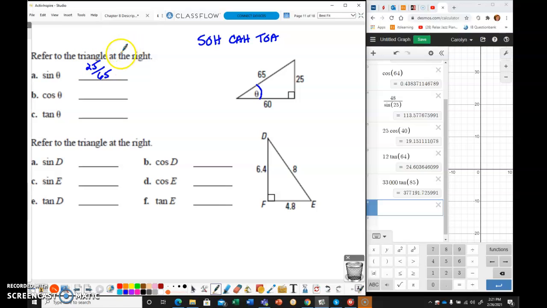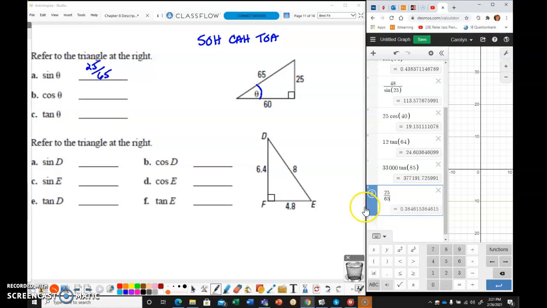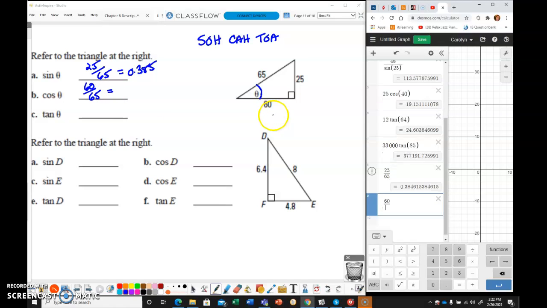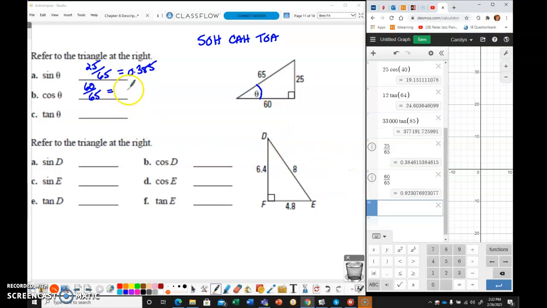Now that's good enough for now, okay? But that can be reduced, or you could even get a decimal for it. So 25 divided by 65, and we can write the decimal for it: 0.385, because I would round the 4 up to a 5. Looking for the cosine is the adjacent side. Adjacent means touching. So I'm looking at 60 over 65. Okay, and I will go ahead and do 60 divided by 65. The decimal for that is 0.923, or 923 thousandths.